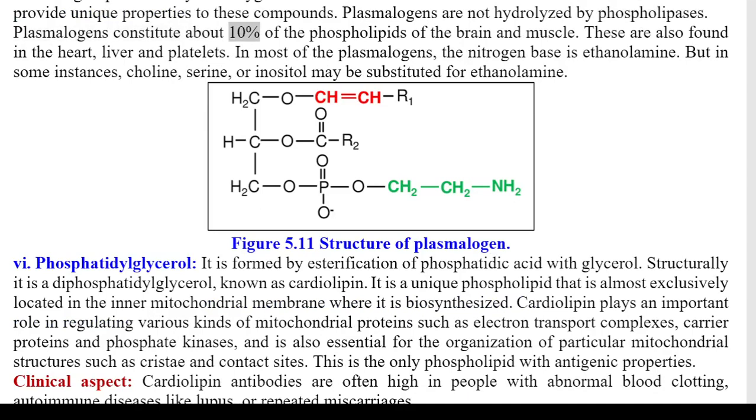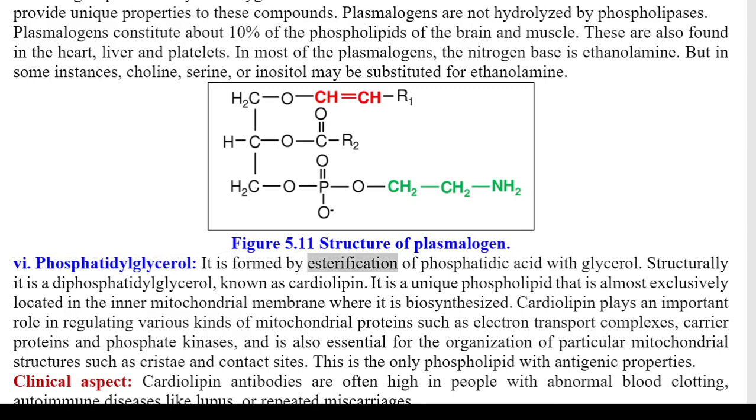Plasmalogens constitute about 10% of the phospholipids of the brain and muscle. These are also found in the heart, liver, and platelets. In most of the plasmalogens, the nitrogen base is ethanolamine. But in some instances, choline, serine, or inositol may be substituted for ethanolamine. Figure 5.11: Structure of plasmalogen.